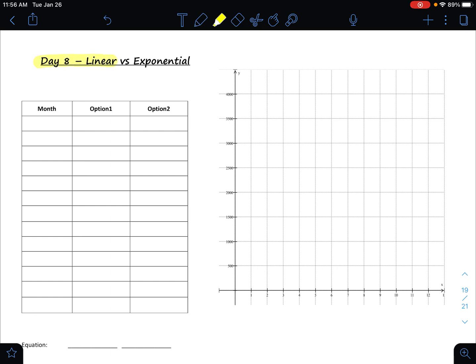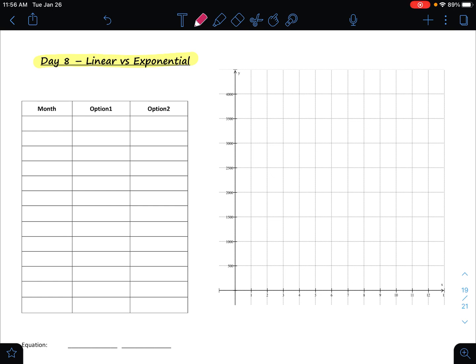All right, we've got our last section of Unit 5 here to talk about. And what we are doing here is comparing linear functions to exponential functions. So today is all about looking at their properties and being able to identify if it's linear or exponential from all sorts of formats.